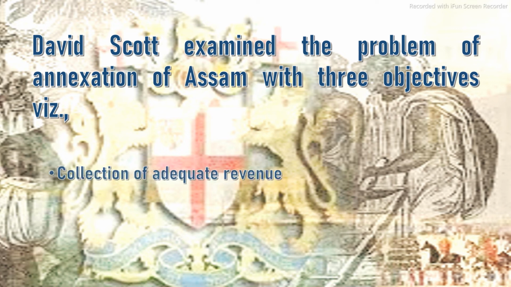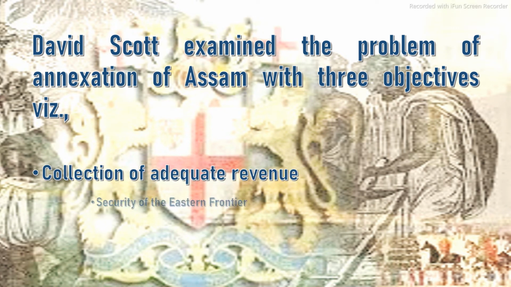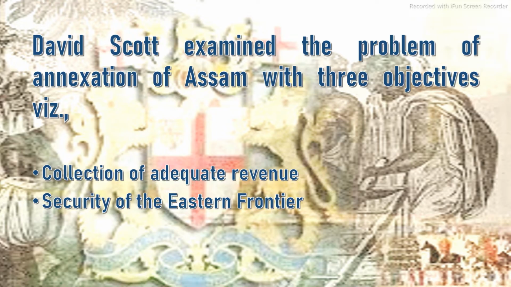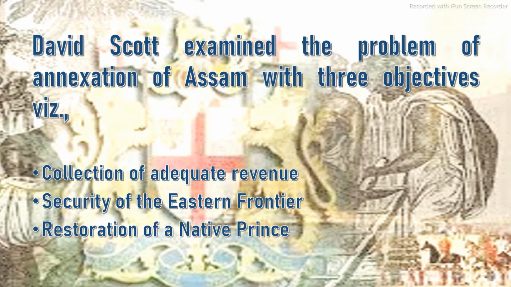David Scott examined the problem with three objectives: collection of adequate revenue, security of the eastern frontier, and restoration of a native prince. Scott believed that the solution lay in the retention of Lower Assam by the British, as it would give a revenue of 3 lakhs, covering the cost of expenses of the military in Assam.